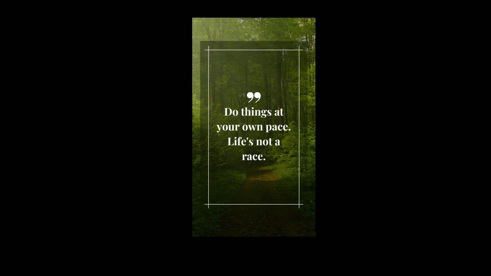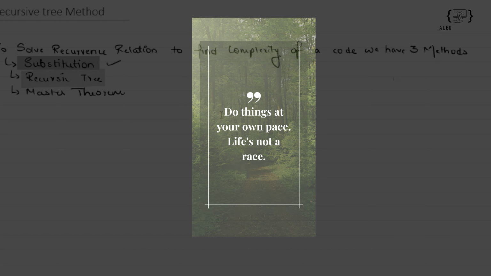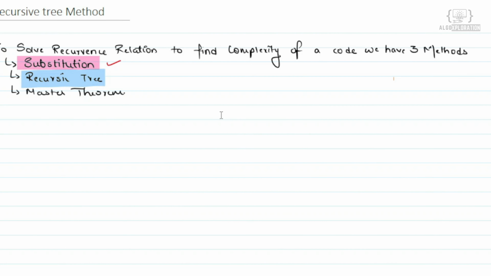My name is Samir and today we will continue finding the time complexity from the recurrence relation. In the previous video I showed you the substitution method, but today we will use the recursive tree method. Now let's understand by taking one example. Here T(n) = 2T(n/2) + n.